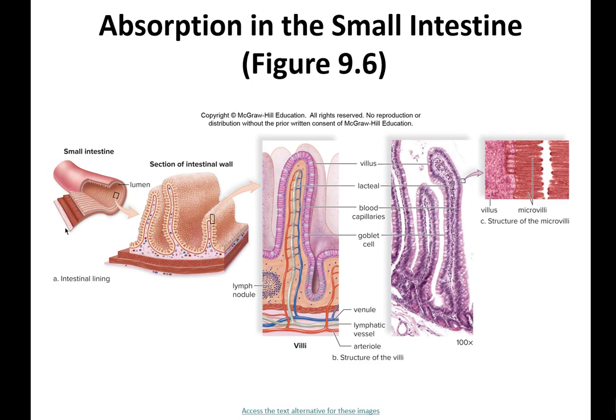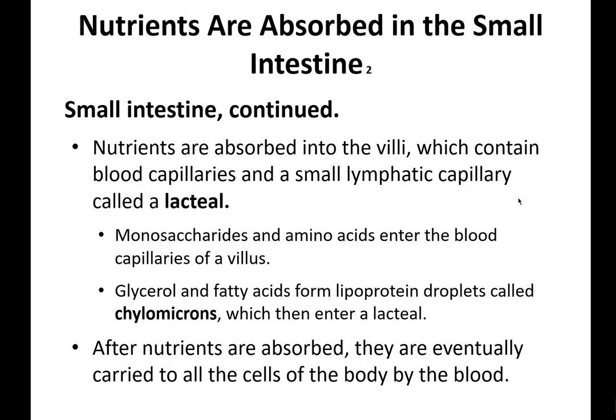Here's a picture showing you that. Intestinal lining, a section of the intestinal wall, one single villus, and then you can see over here how they expand to hair-like projections, and then the microvilli on top of the villus. Nutrients are absorbed into the villi, which contain blood capillaries and small lymphatic capillaries called lacteals.